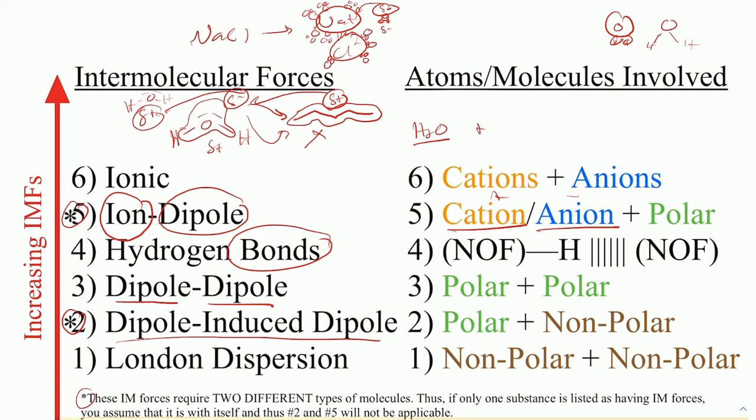So that is a typical ion-dipole interaction, where you have something that's charged like Na+ or Cl- interacting with a polar substance like water that has a delta plus and a delta minus end. And a very typical example is dissolving.